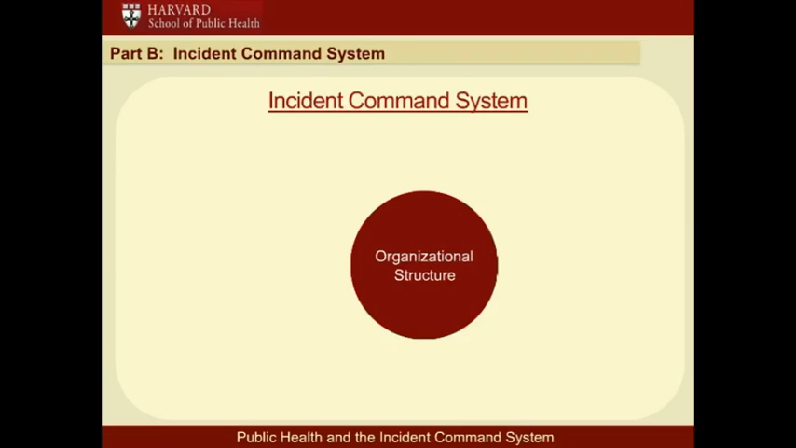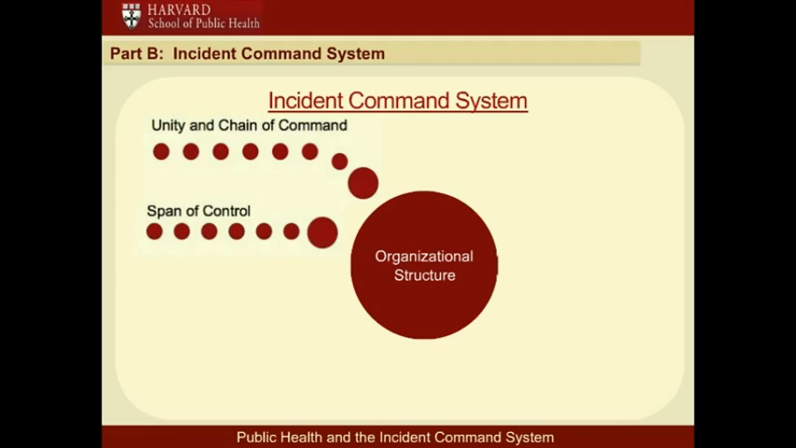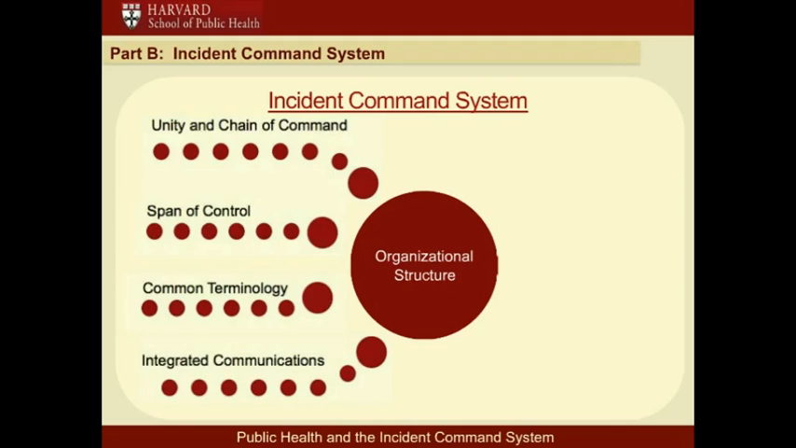As we begin Part B, we're going to review the incident command system. As you know from your prior training, the incident command system is an organizational structure that's built on four main principles. The first principle is unity and chain of command. The second principle is a proper span of control. The third principle is the use of common terminology. And the fourth principle is integrated communications. And when you put those four principles together, build an organizational structure around them, you get an effective response to disaster events.